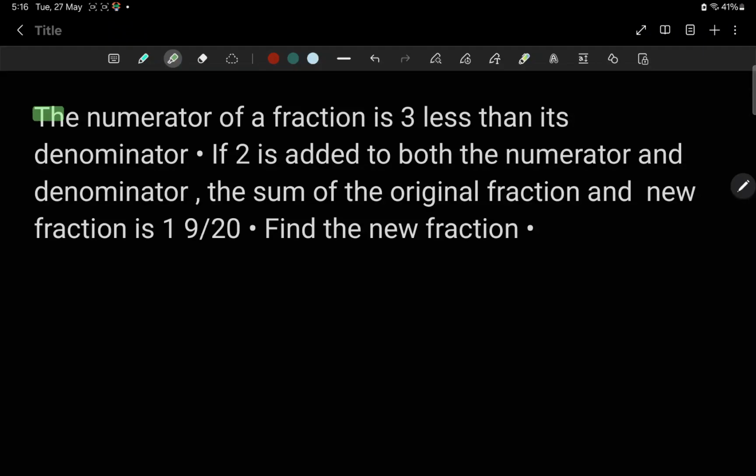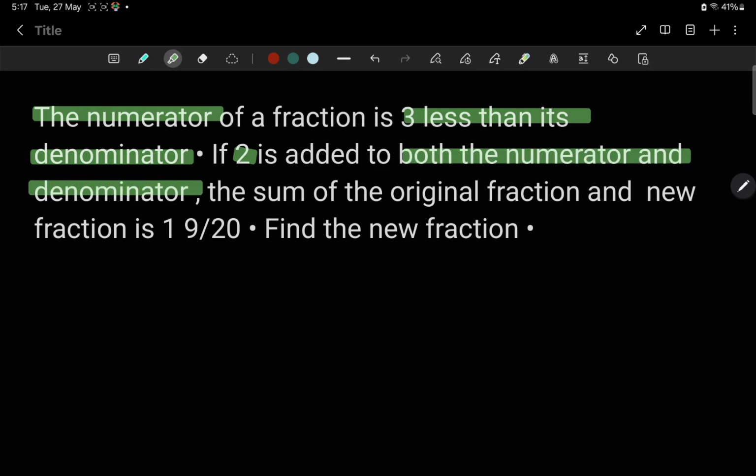The numerator of a fraction is 3 less than its denominator. If 2 is added to both the numerator and denominator, the sum of the original fraction and new fraction is 19/20.